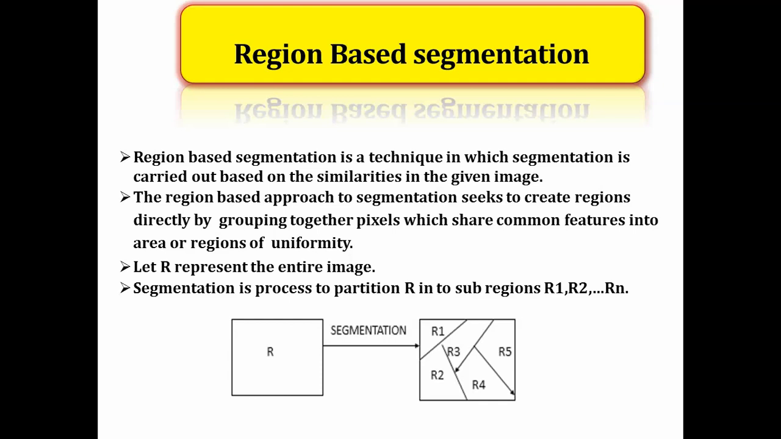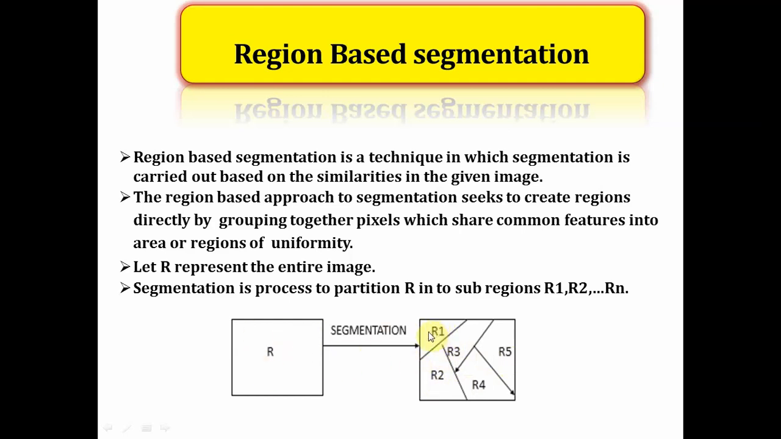Now, the different kind of segmentation that we are going to study is region-based segmentation. This is totally based upon the similarities. Suppose you have the input image which has a region R. Now, R can be divided into multiple regions like R1, R2, R3, R4, and R5. Each and every region shares some similarities, and you divide the entire region based upon the similarities.